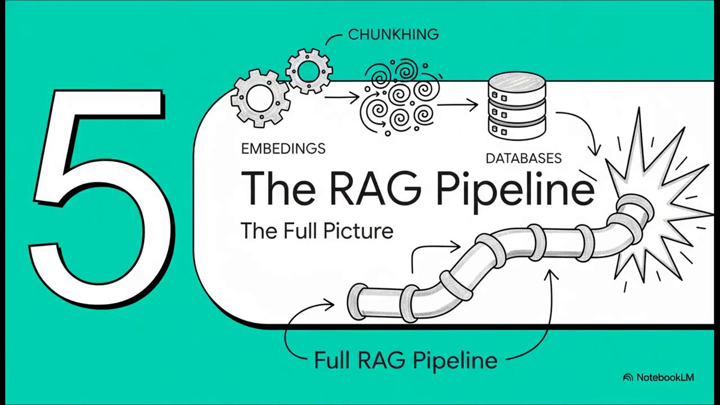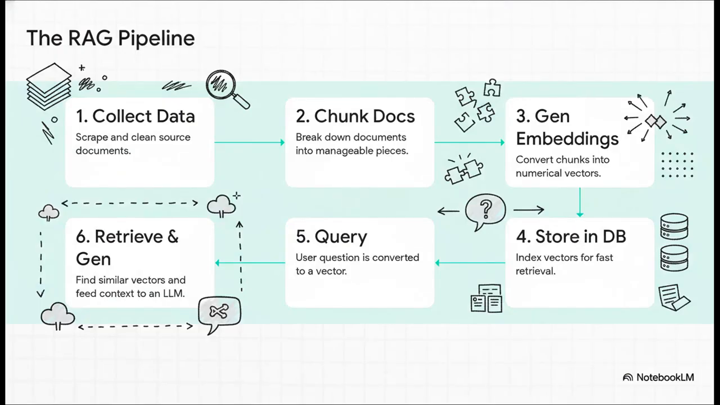Okay, we've talked about chunking, embeddings, and databases. It's time to put it all together. Let's step back and look at the entire RAG pipeline from start to finish. So this is the whole journey. Step 1, you gather up and clean your documents. 2, you run your chunking strategy. 3, an embedding model turns those chunks into vectors. 4, you load all those vectors into your database.